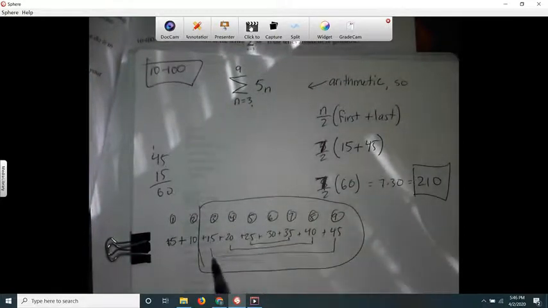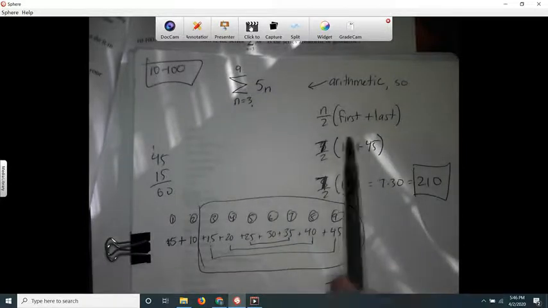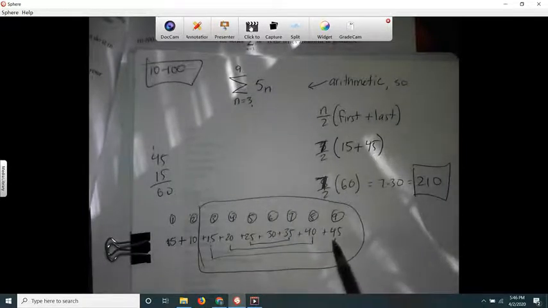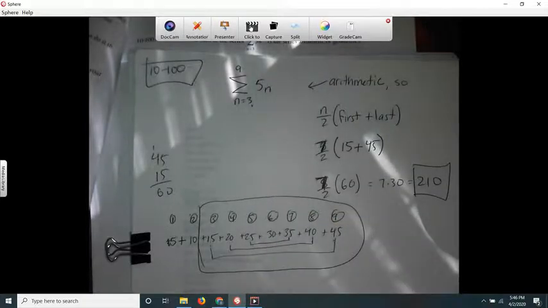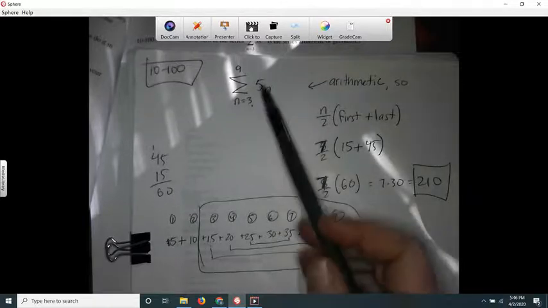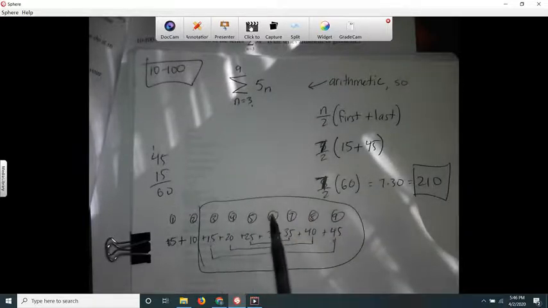So I'm still going to use my formula, but I just have to be careful of what's the first term and what's the last term. The first term is going to be 15, and the last term is going to be 45, because you plug the 9 in. 9 times 5 is 45. And then how many pairs are there? Well, how many terms are there? 1, 2, 3, 4, 5, 6, 7. There's 7 terms.